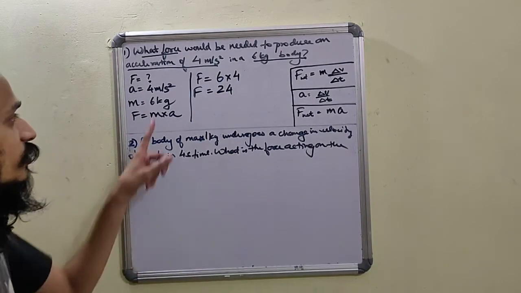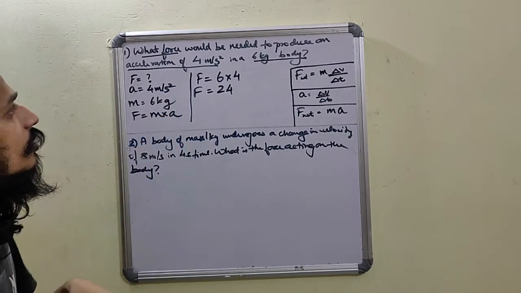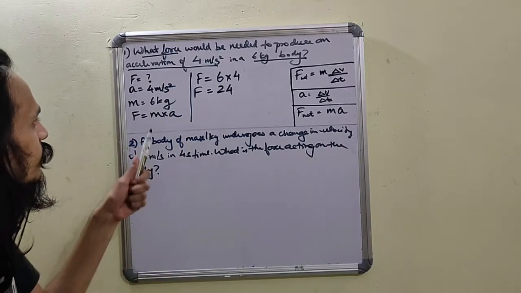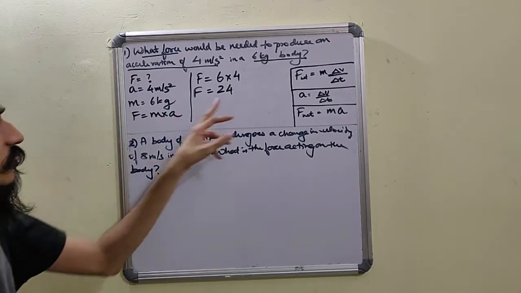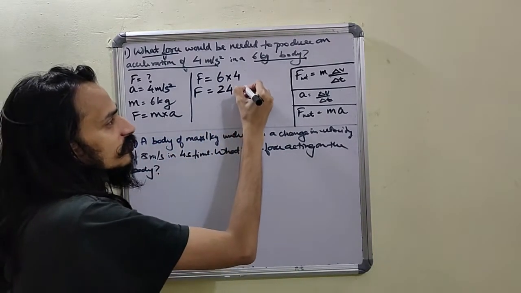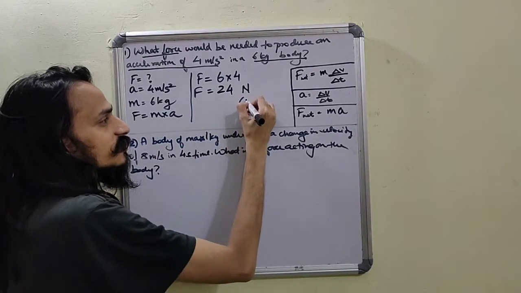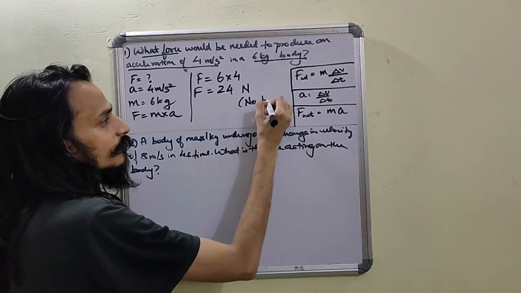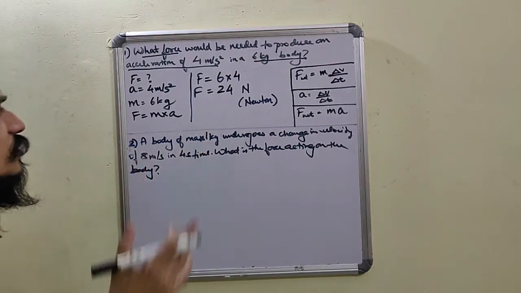But 24 what? Because everything has a unit, right? For acceleration it is meters per second square, and for mass it is kilogram, right? So now I just need to figure out what is the unit for force. You don't need to think so much, because for force there is always a unit called capital N. This N stands for the word Newton. You have learned this probably in the previous chapters.